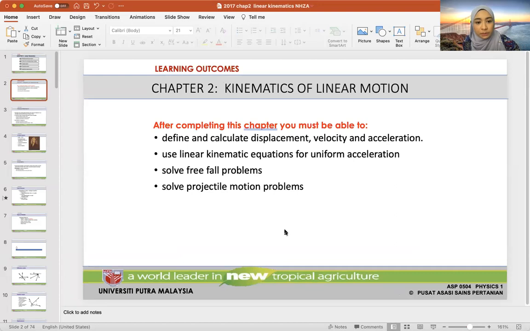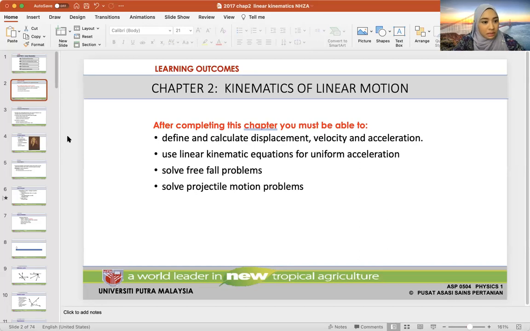Okay. So after completing this chapter, these are the learning outcomes. You have to know what is displacement, velocity, and acceleration, how to calculate them, what is the equation, and then use linear kinematic equations for uniform acceleration. Kita akan go through this later. I think this is new to you, linear kinematic equation. And then solve for free fall problems. This is my favorite because basically it's free fall, and solve projectile motion problems. Okay, so this is what this chapter is about.